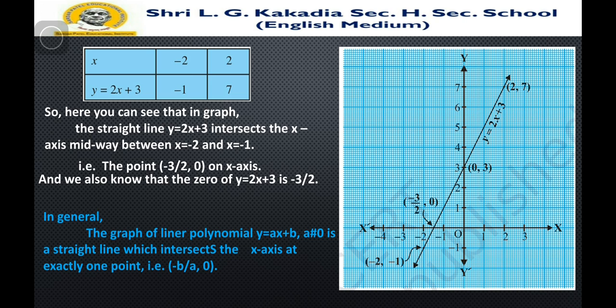So in general, the graph of a linear polynomial, as given by y is equal to ax plus b, where a does not equal 0, is a straight line. We always get a straight line which intersects the x-axis at exactly one point. That will be (-b/a, 0), and this x coordinate minus b by a is the zero of the given linear polynomial.